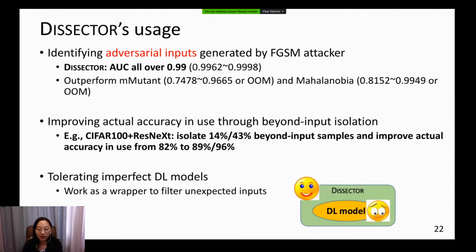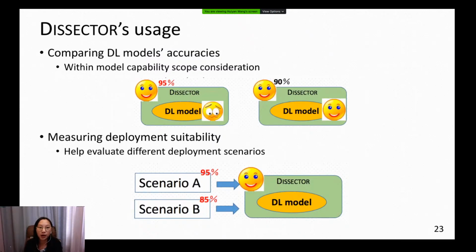Despite its effectiveness and efficiency, dissector can also be used in many other fields. In our study, such input distinguishment can be applied in many different areas, such as identifying adversarial inputs and improving actual accuracy in use through beyond input isolation. Moreover, using dissector as a wrapper can help us tolerate some imperfect models and give us an opportunity to compare different deep learning models and even different deployment scenarios in a quantitative way.